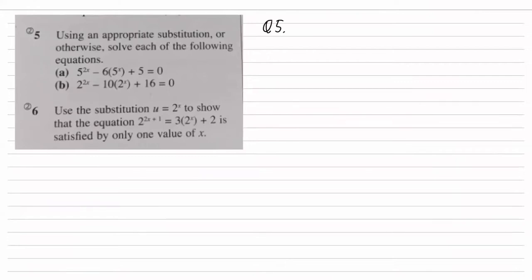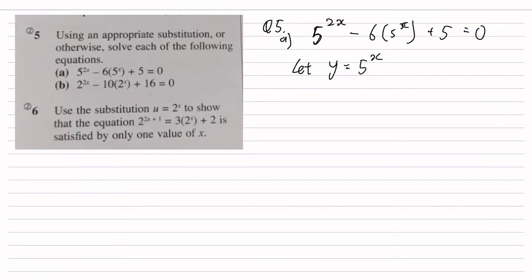Using an appropriate substitution or otherwise solve each of the following. Let's look at part A. 5 power 2x minus 6 times 5 power x plus 5 equal to 0. This one make your own. Let y equal to 5 to the power of x. So what do you get?